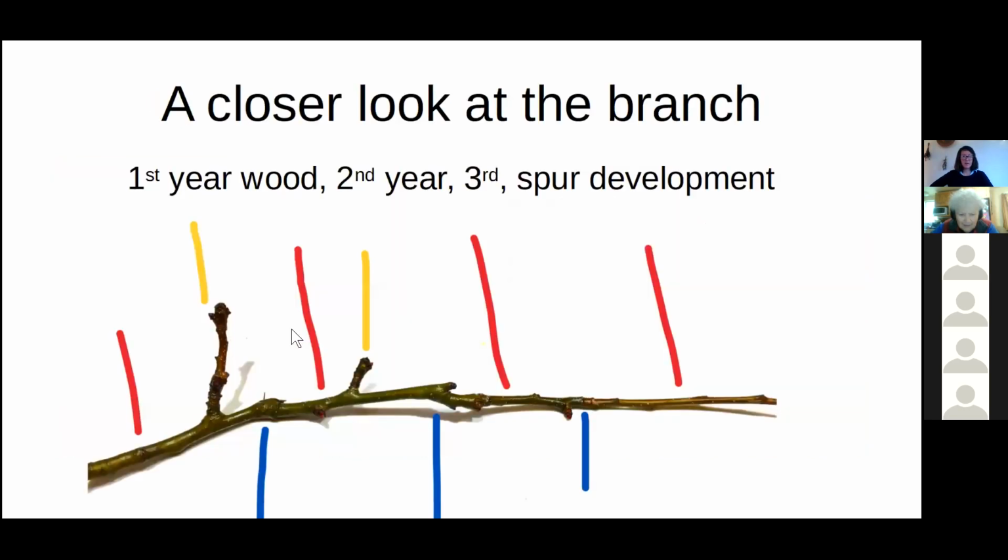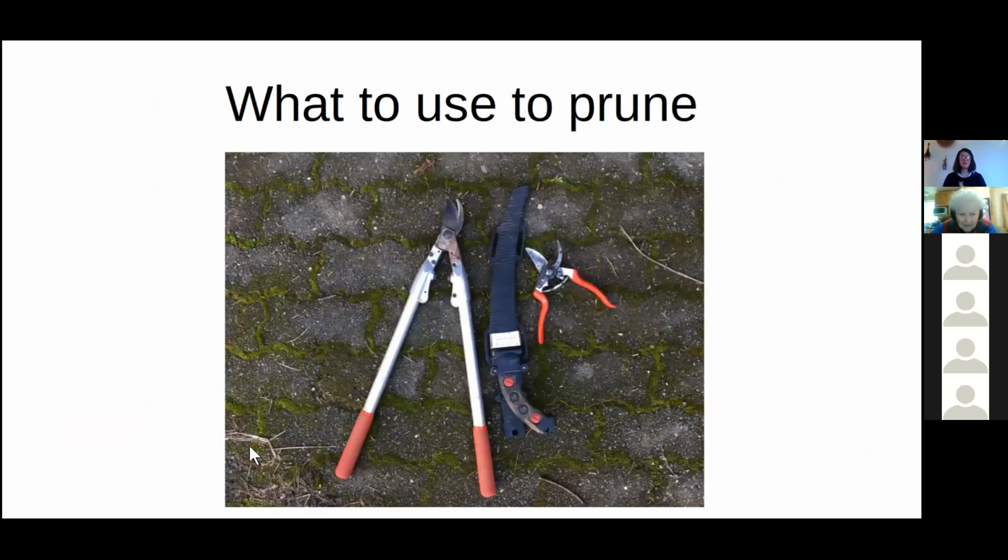Okay, moving along. Back to here. Okay, what to use to prune. So we've talked a little bit about setting the tree, if you're going to look for certain styles, shapes, and forms. We've talked about what to look for in the branch, your buds versus your fruit spurs. And this is what I use to prune.